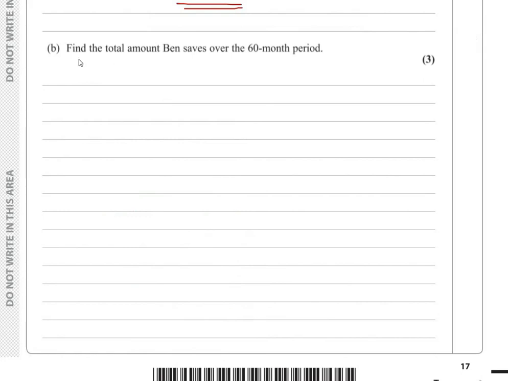Now let us look at the B part of the question. Find the total amount Ben saves over the 16-month period. We have mentioned here total amount. The word says that you have to sum up all the months' amount. For the first month, how much he saved. For the second month, how much he saved. For the third month, how much he saved. And so on till the 16th month, how much is the total amount. We need to add all the amounts together.